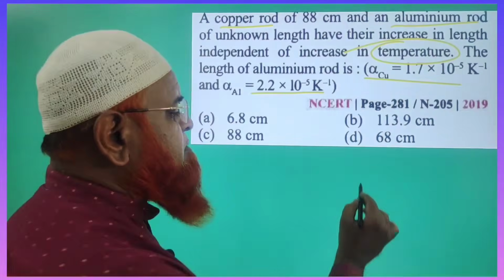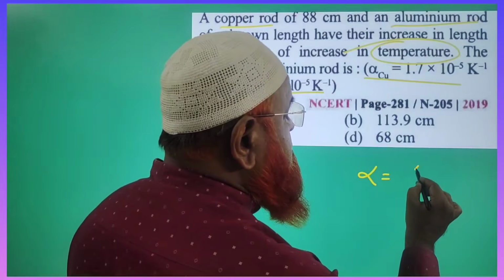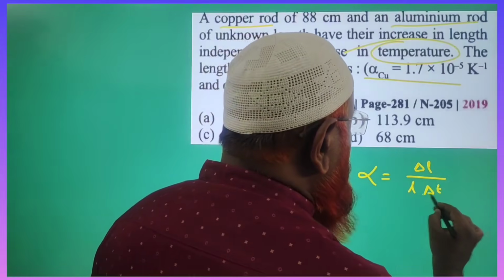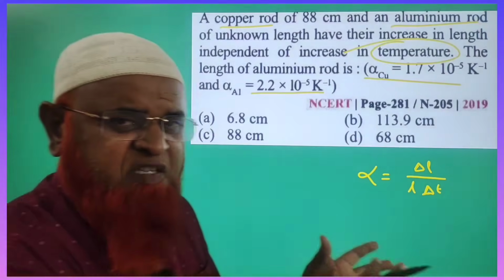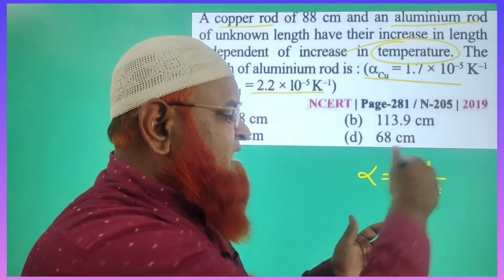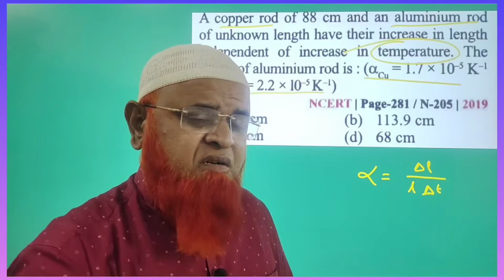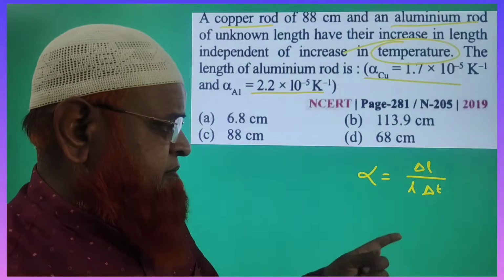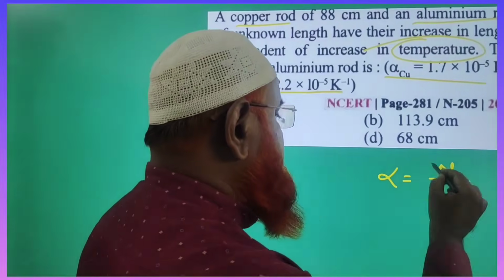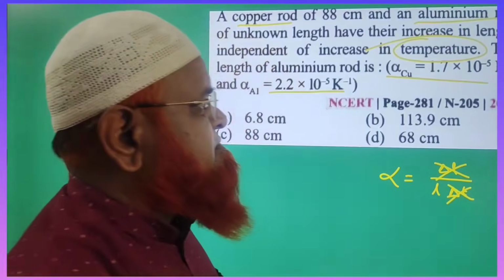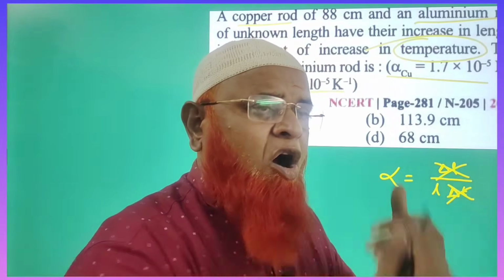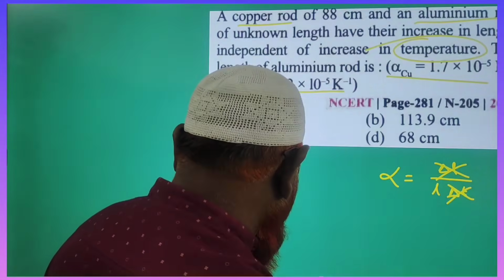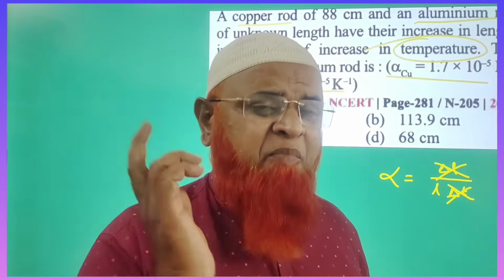You all know one simple thing here. Alpha is equal to delta L by L into delta T. What is the meaning of this formula? See, the coefficient of expansion is nothing but the increase in length divided by the actual length into the rise in temperature. It's a simple question actually. The increase in length and temperatures are going to be constant, independent. At all temperatures, their increase in length is going to be the same.